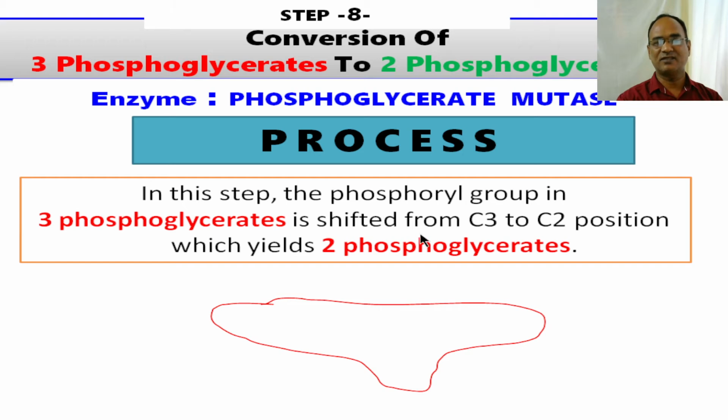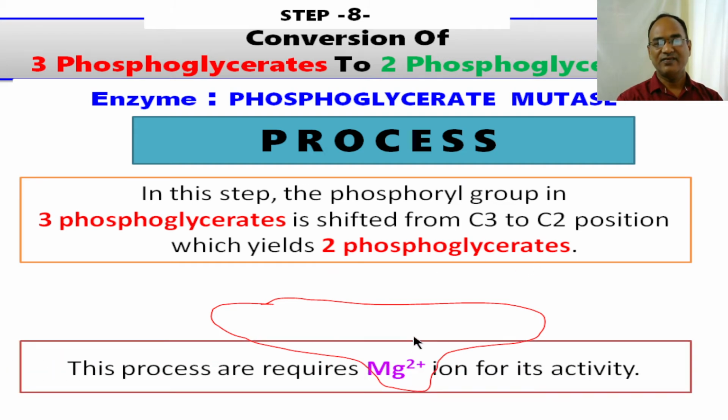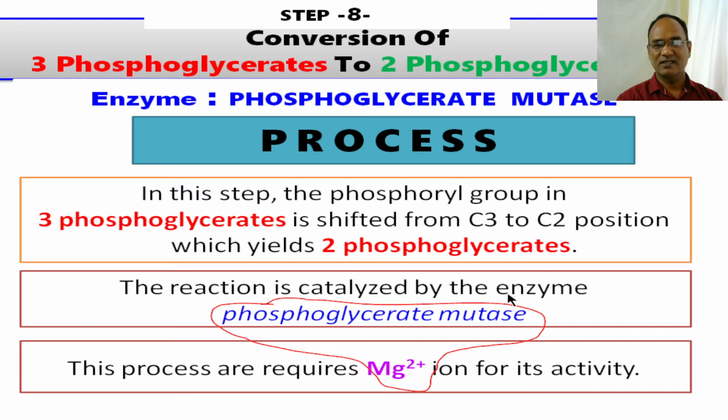shifted from the C3 position to the C2 position in the chemical bond of 3-phosphoglycerate, which converts 3-phosphoglycerate into 2-phosphoglycerate. For this process, we need magnesium. This magnesium has to combine with phosphoglycerate mutase. Then only can this process switch over from phase 3 to phase 2, so the process will be more active.